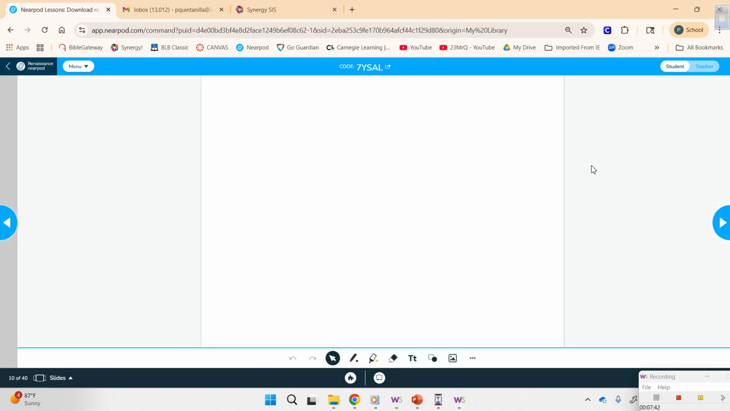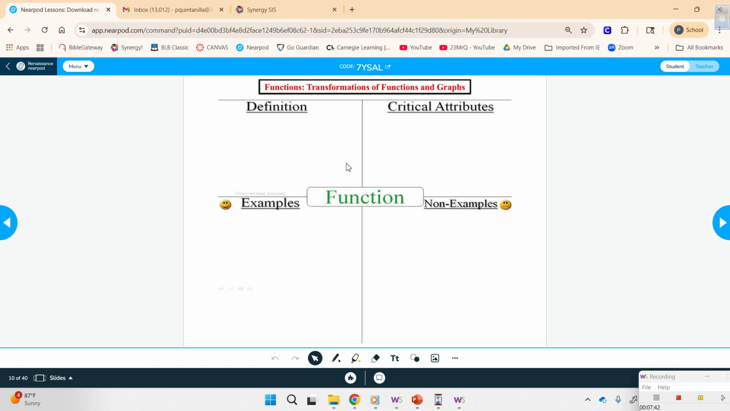All right, type it on the screen, please. Give me your non-example, please. Hurry up, hurry up, hurry up. Non-example.